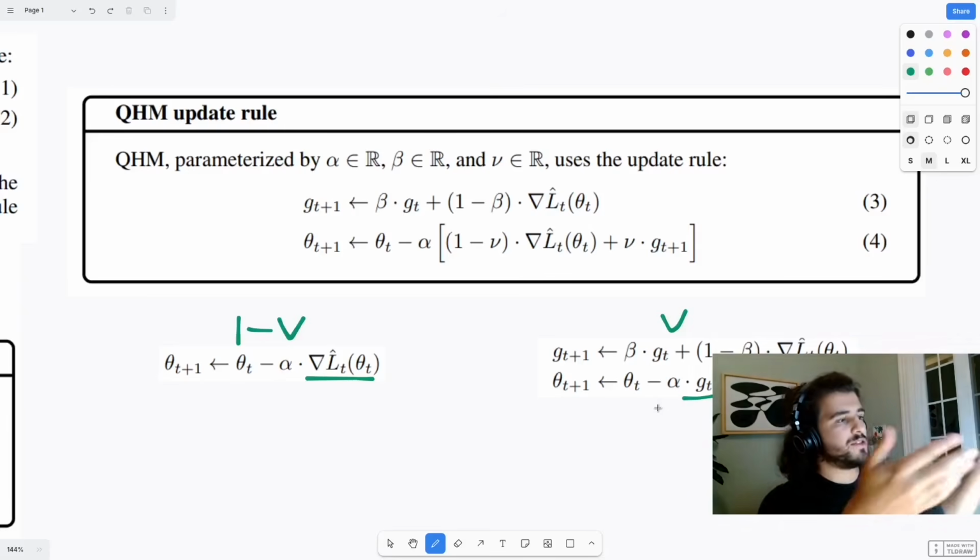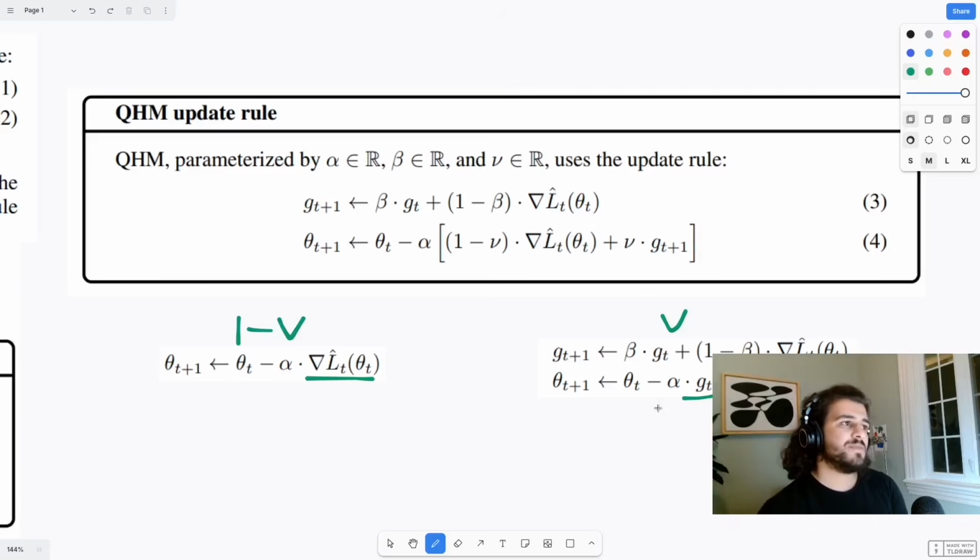That's it. That's all that QHAdam is doing, essentially. There's nothing more fancy than this. That's the whole idea, and it was explained in the paper, but when you see it here, it also becomes very, very obvious. So now we're getting there.